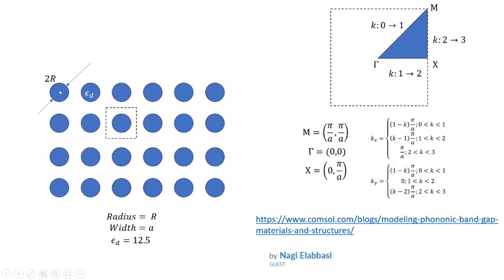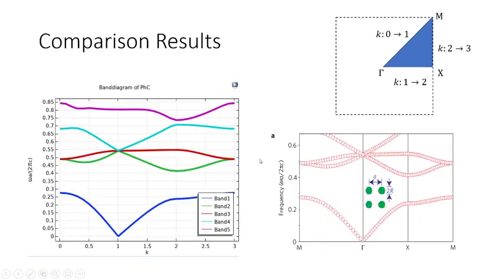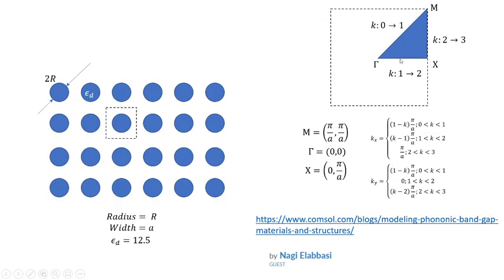So here I have my photonic crystal slab with all of these parameters: radius, width, and the permittivity. And what I need to do is to plot a dispersion diagram like this from M to Gamma, from Gamma to X, and from X to M on this Brillouin zone. And I will choose just one parameter.